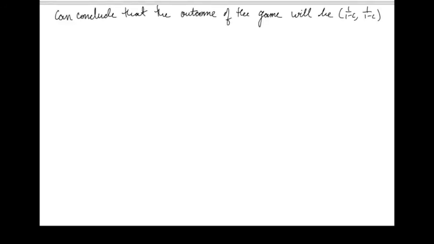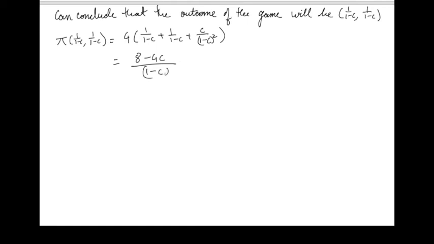So what profit does that lead to for the two players? What are the payoffs that they're both going to get? The profit is going to be 4 times x, which is 1 over 1 minus c, plus y, which is 1 over 1 minus c, plus c times x times y. Since x and y are both 1 over 1 minus c, that's c over 1 minus c squared. We could simplify that and we would get 8 minus 4c divided by 1 minus c squared.